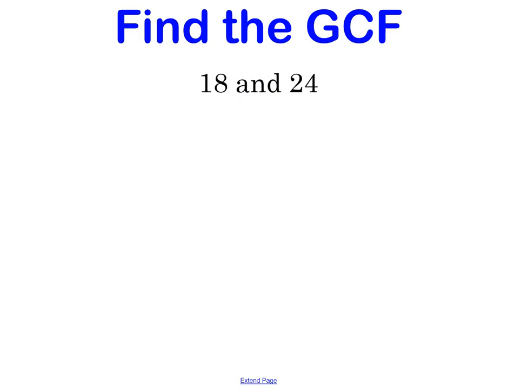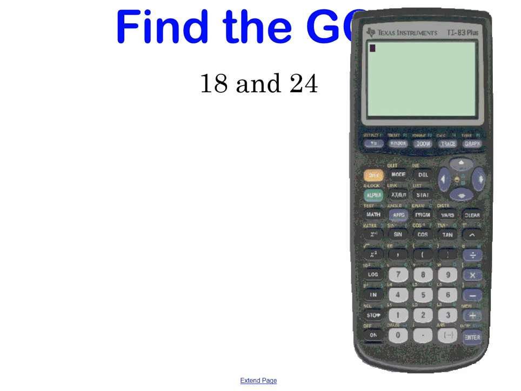Let's go ahead and do a couple examples here. I would highly recommend using your graphing calculator to solve these. We want to find the GCF between 18 and 24. So we're going to press the math button on our graphing calculator. We scroll over to num.